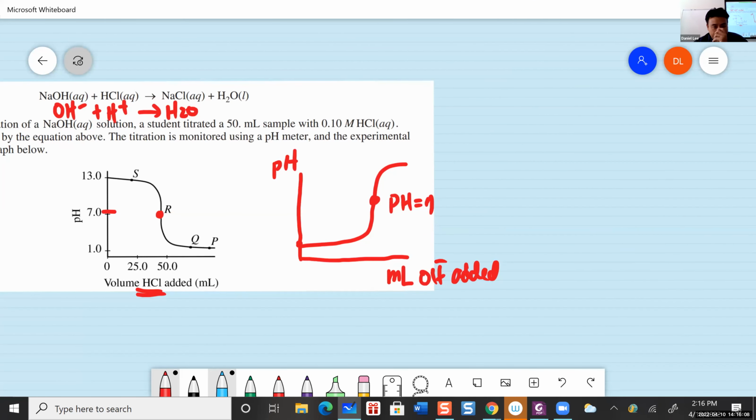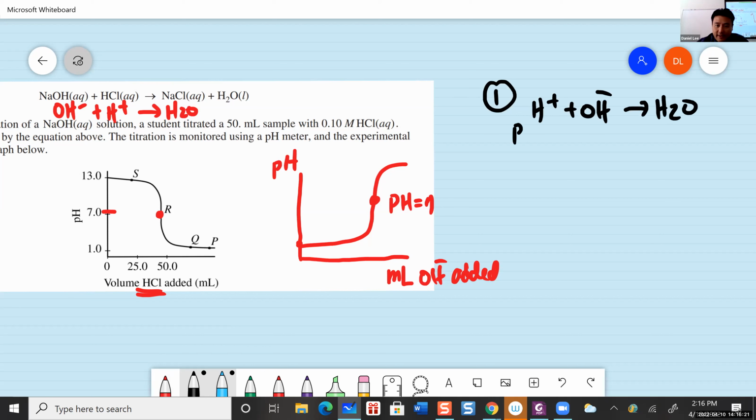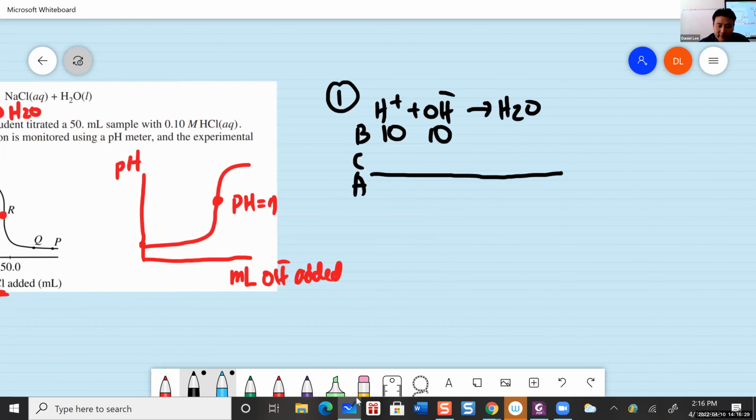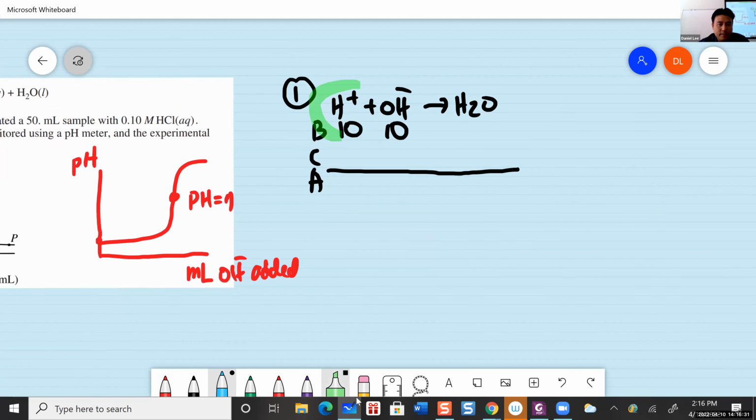What is the equivalence point? Equivalence point is when your acid and base are completely consumed. So for example, if you write your BCA, H plus plus OH minus to produce water, this is your before and after. At equivalence point, let's say for example, we have 10 and 10. That's what equivalence point means. Do you see why this is the equivalence point? Because the amount of H plus and OH minus is the same. It doesn't have to be 10 and 10, it can be 5 and 5, it can be 6 and 6. The point is that they have the same amount. Then you must be at equivalence.